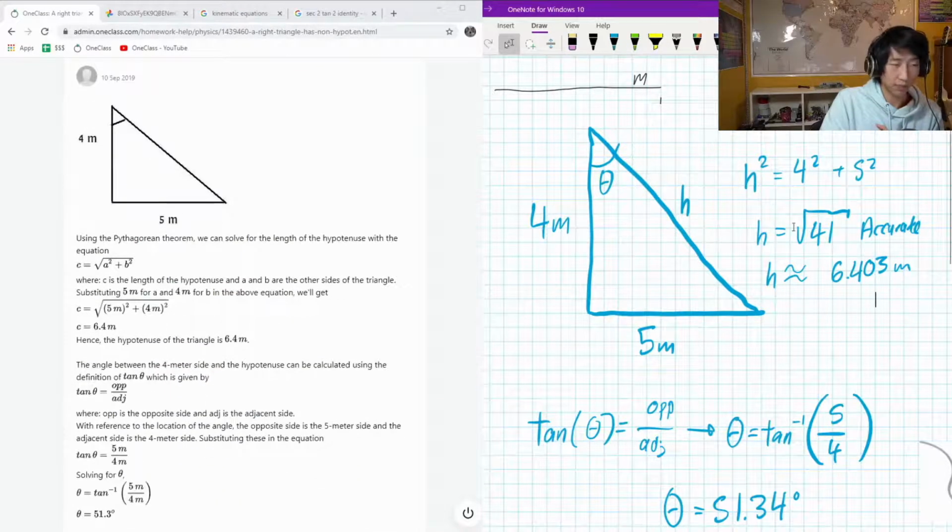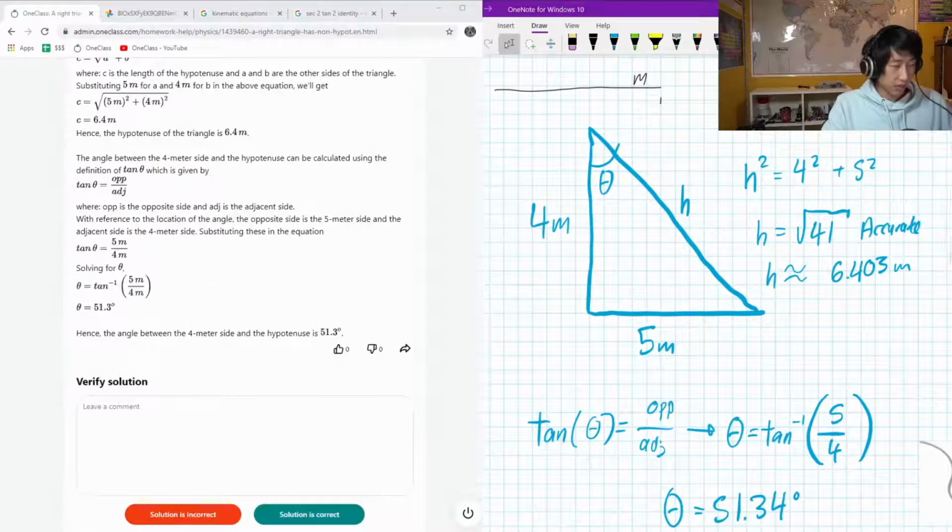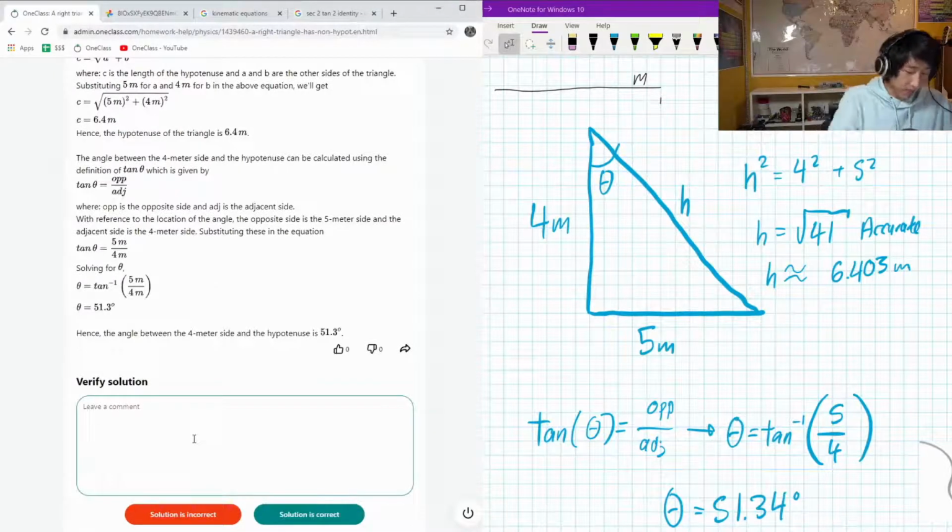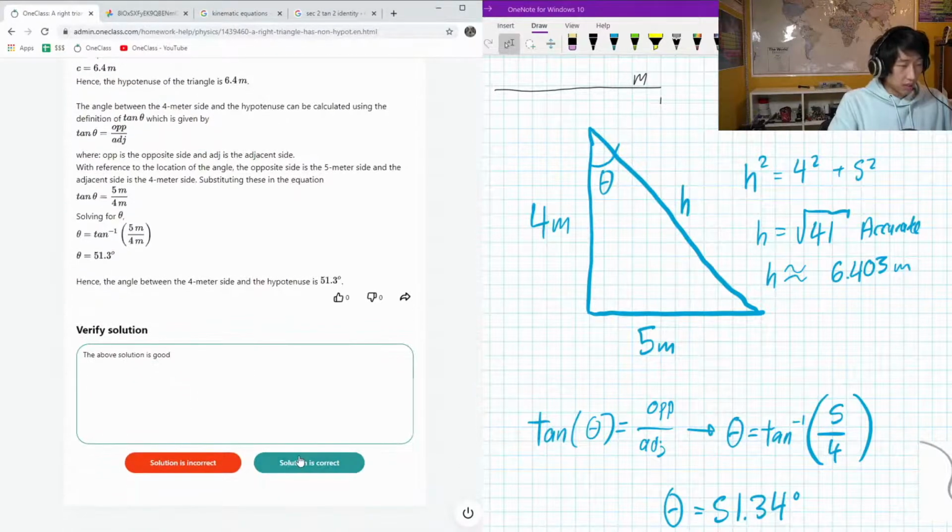Okay, so this perfectly describes a triangle, and we can easily calculate the remaining angle, since we know that this angle is 51 and this is 90. This will be around 39 degrees or 38 degrees or so. Otherwise, this solution is good. So nice. Awesome.